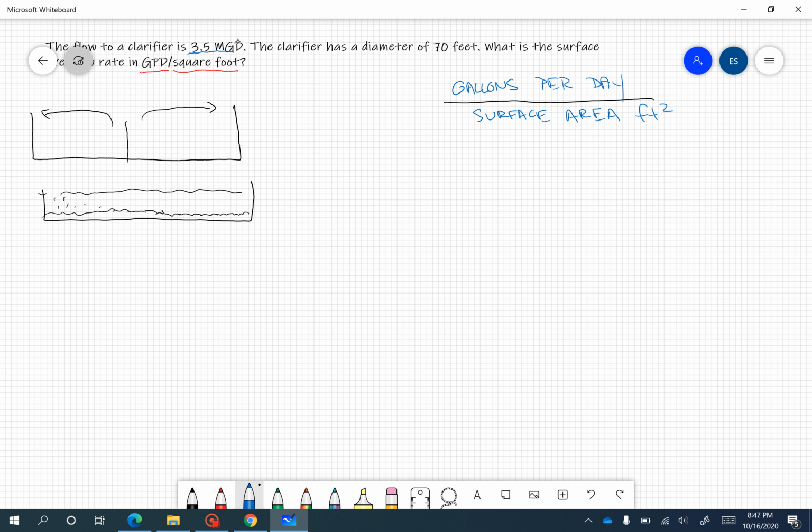You see we're given gallons per day right here, 3.5 mgd. So our gallons per day is 3,500,000 gallons per day. So all we need to do is calculate surface area in square feet. And of course, that is using my favorite formula, pi times the radius squared. So 70 feet in diameter means 35-foot radius.